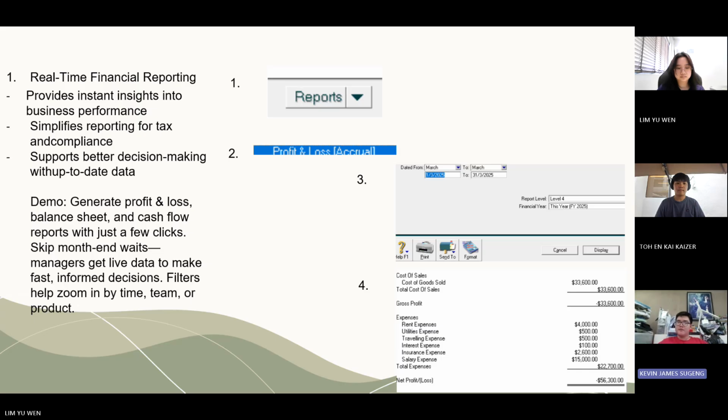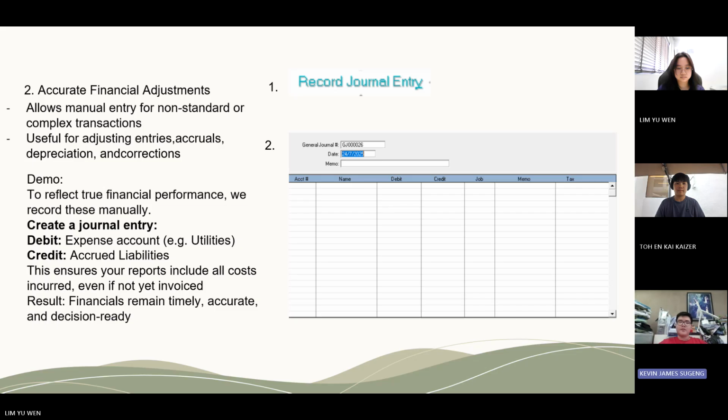So, based on the steps given, in order to create a profit or loss statement, you are to press the reports button first. Then afterwards, you are to find the profit and loss accrual button. Double click it and it will show you this page at step 3. At step 3, you have to make sure that the report level is at level 4 and that the date is the date that you wish to make your profit and loss statement at. And at step 4, you have to display the profit and loss statement first, then you will be shown this at step 4. Next slide.